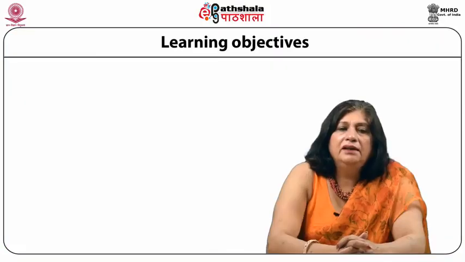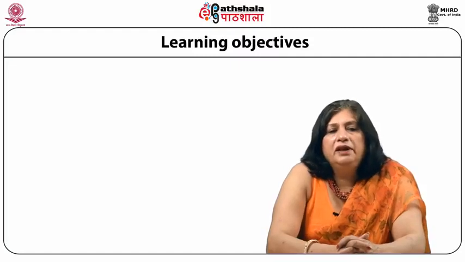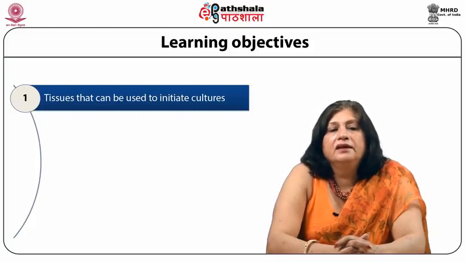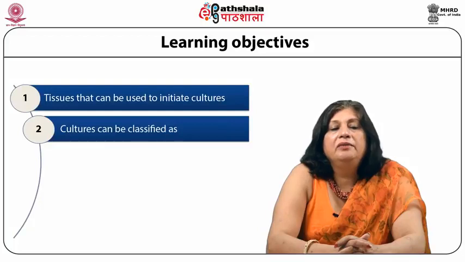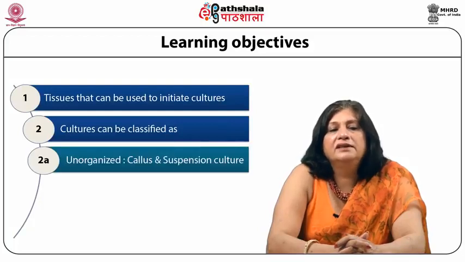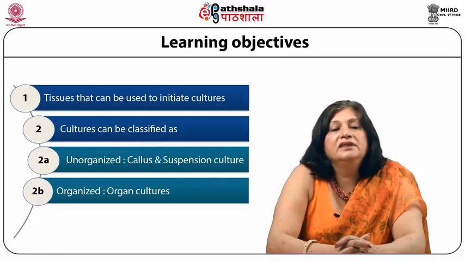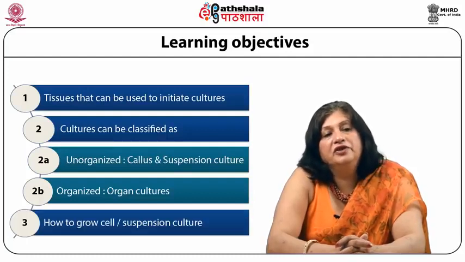Today we are going to talk on module Cell and Tissue Culture under the paper Plant Biotechnology and Crop Improvement. In this module, you will learn the vast variety of tissues that can be used to initiate cultures. Cultures can be classified as unorganized callus and suspension cultures, and organized type, which is organ culture. We'll be concentrating more on how to grow cell and suspension culture.